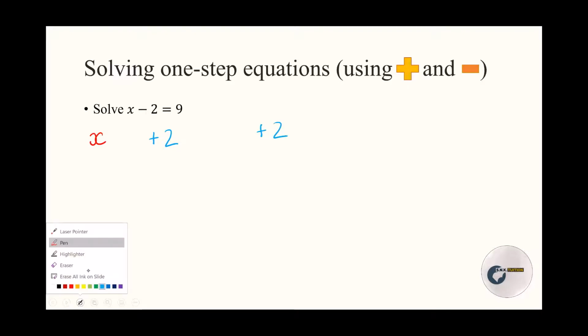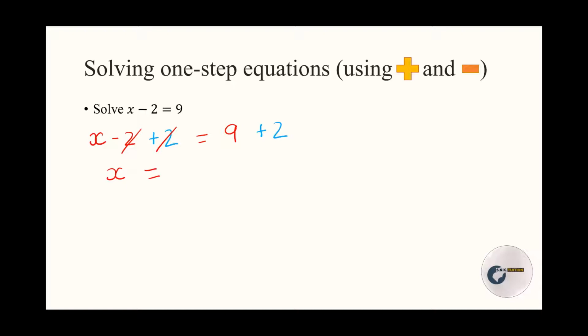So x minus 2, add 2, is equal to 9, add 2. So I've added 2 to both sides, so that leaves me with minus 2 and plus 2 makes 0, so that is x is equal to 9 plus 2 is 11. That is our final answer. Let's check if we've got it correct by substituting into the original equation. So we have 11 minus 2, and that is also equal to 9. So we know that we've got the correct answer. So well done if you got that right.